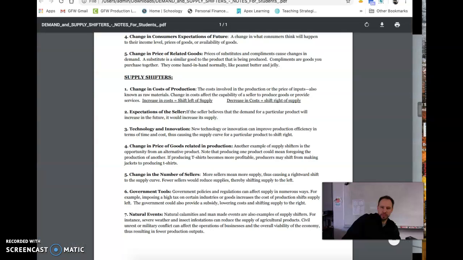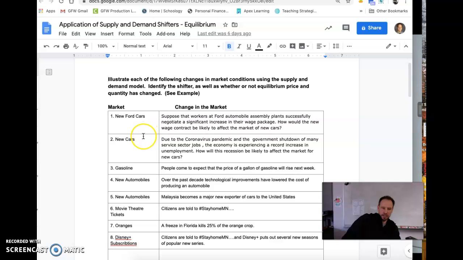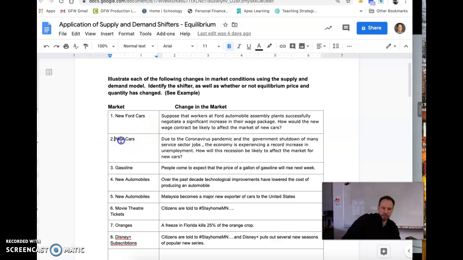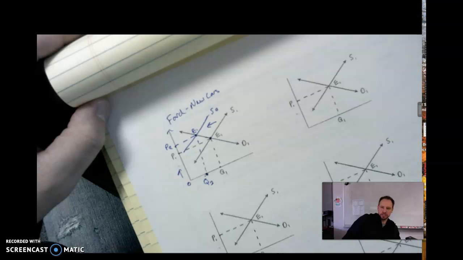Let's do the second one real quick, and then I can let you work through the others. It says for new cars here: due to the coronavirus pandemic and the government shutdown of many service job sectors, the economy is experiencing a record increase in unemployment. How will this recession be likely to affect the market for new cars? So a lot of people have been laid off and lost their jobs. This is the reality we're living in right now. How will this recession have an impact on the market for new cars?